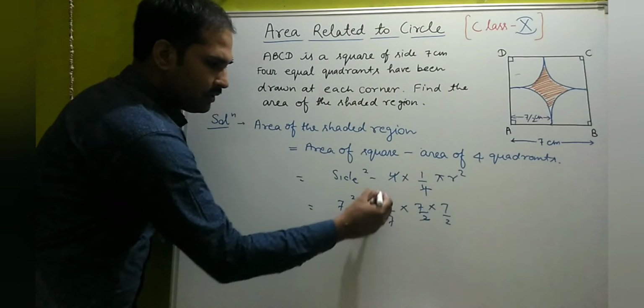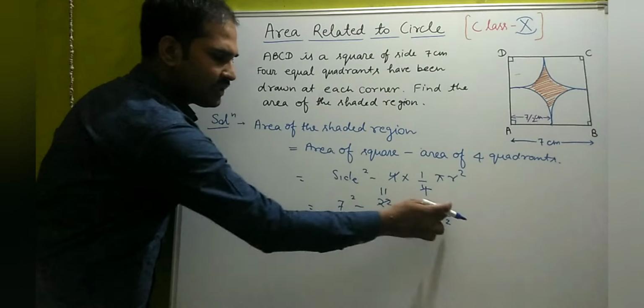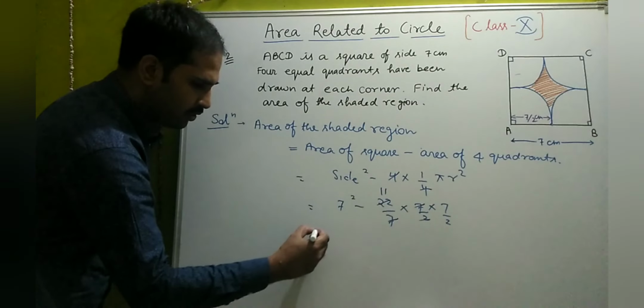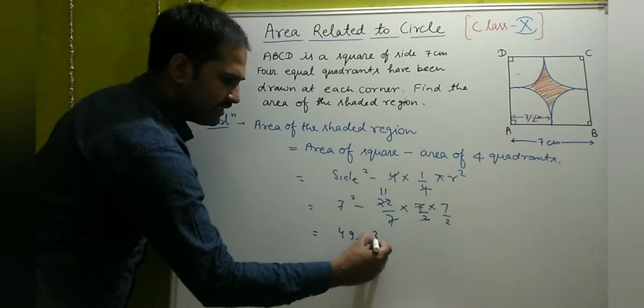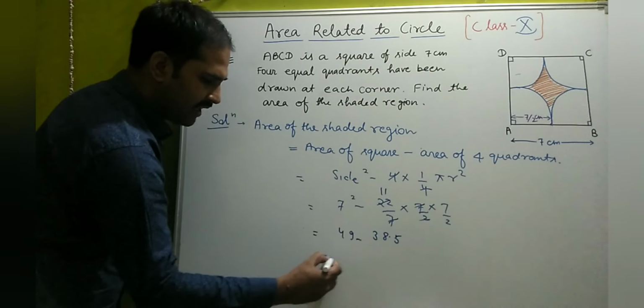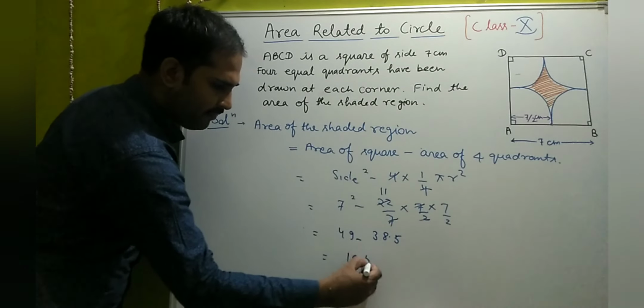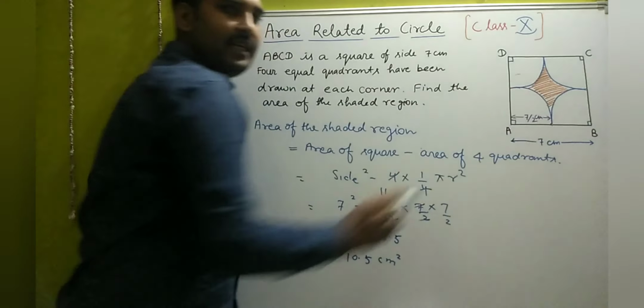So 2 11s are 22, 7 and 7 cancel out. So this is 11 into 7, 77, 77 upon 2. The square of 7 is 49 minus 77 upon 2, that is 38.5. So 49 minus 38.5, that is 10.5 centimeter square, is the area of the required shaded region.